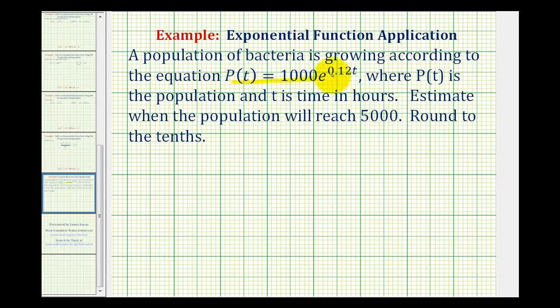So we're given this equation here that tells us the population of the bacteria at t hours. And we want to know when the population, or P of t, reaches 5,000. So we're trying to solve the equation 5,000 equals 1,000 times e raised to the power of 0.12 t.